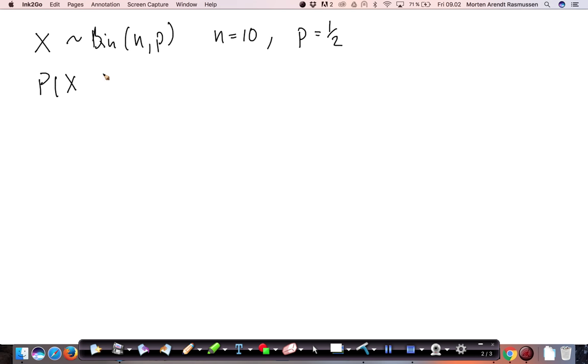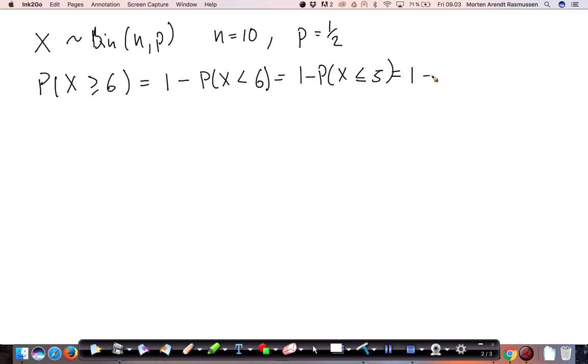So the first one is, we just write up the model, binomially distributed with n and p, n equals 10, p equals a half. The first question is, what is the probability of x being at least 6? Well, that is 1 minus the probability of x being less than 6, which is equal to 1 minus the probability of x being less than or equal to 5. And this guy we can calculate directly in R. So this one will be 1 minus pbinom of 5, 10, and a half. So this was the first question.